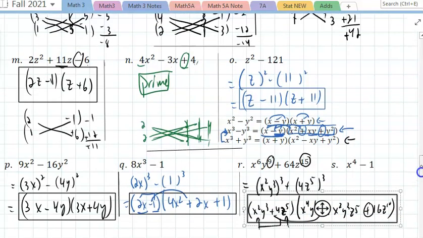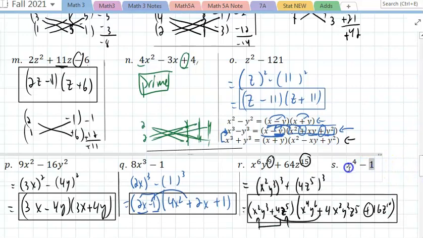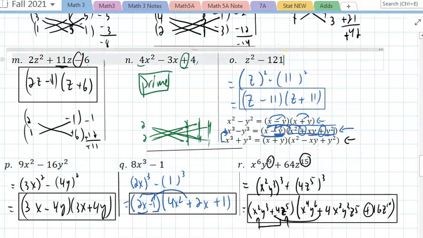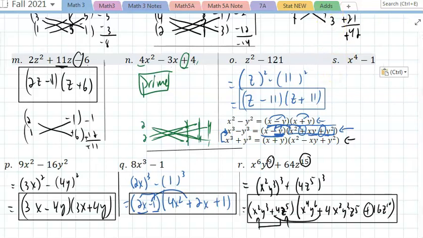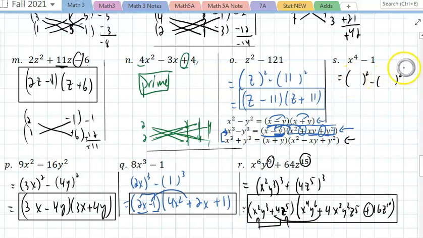Now I'm gonna move S. I know it's gonna look odd. I'm gonna move S right there since I have room. I look at this, say, okay, well, obvious squares. So what do you square to get x to the 4th? That is x squared and a 1. So you write them without the squares.